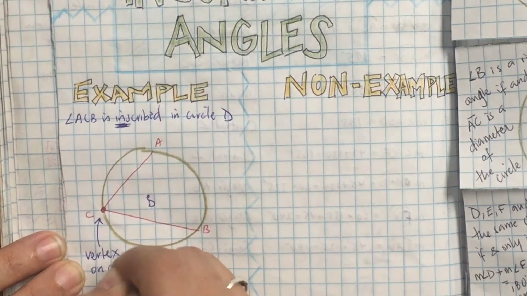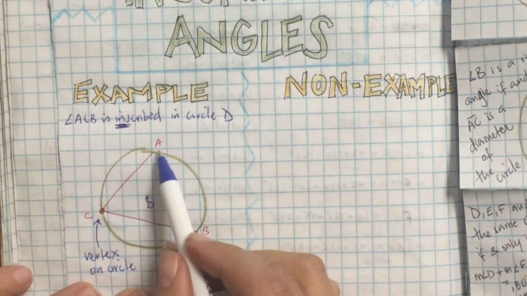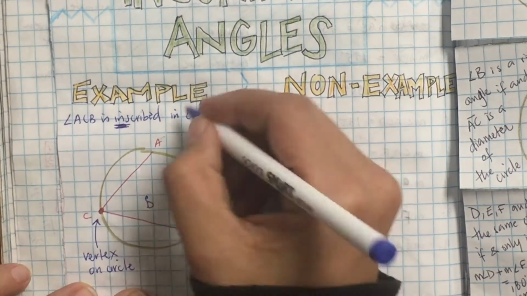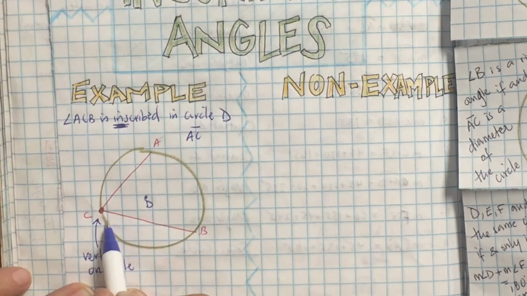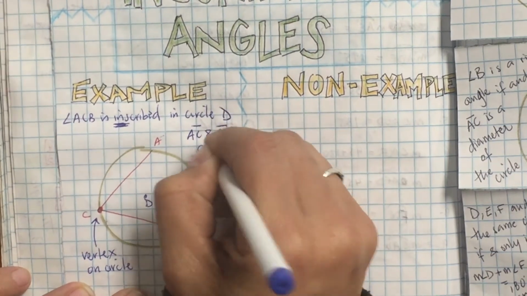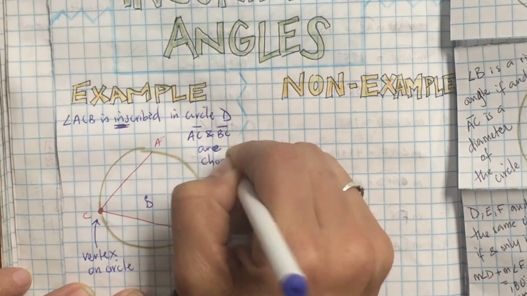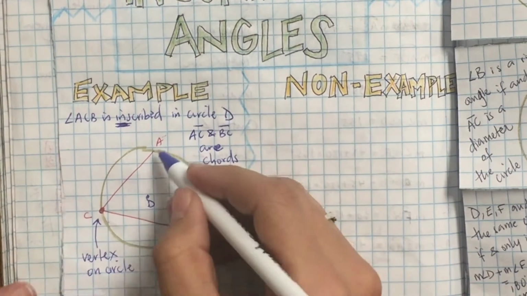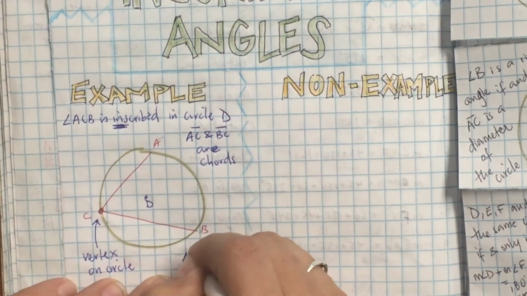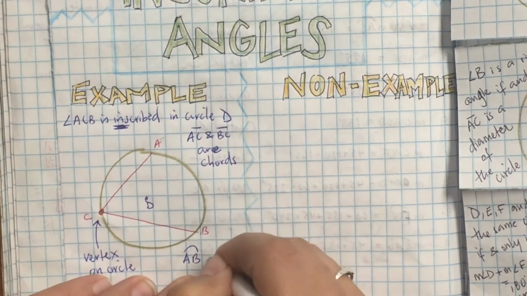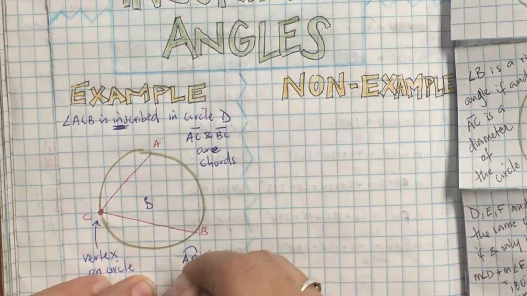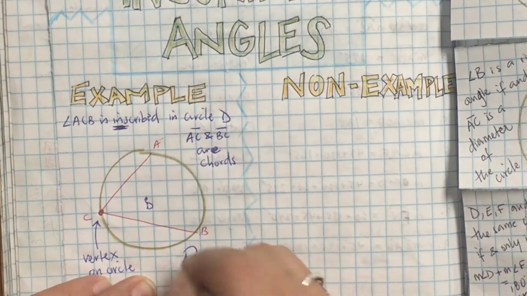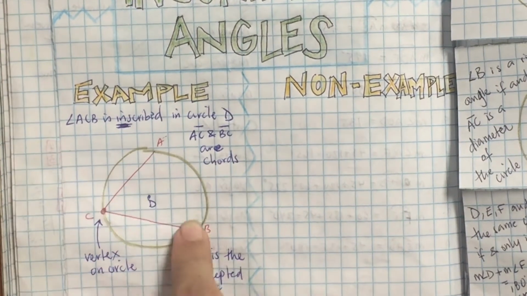Alright, so the vertex is point C. It's on the circle somewhere. And then it has chords AC and BC. And those are chords. The arc AB is called the intercepted arc. This is a listening check: color in the whole sentence we're writing right now.